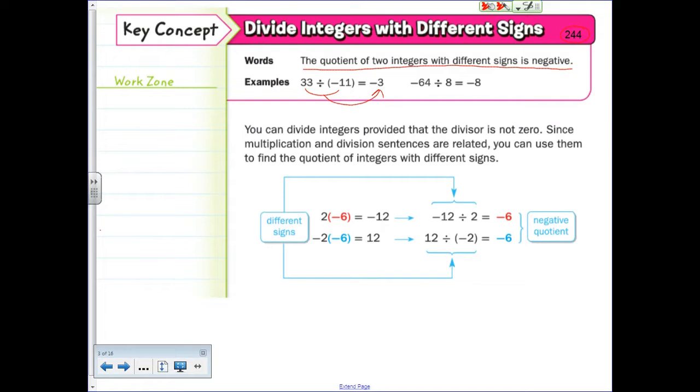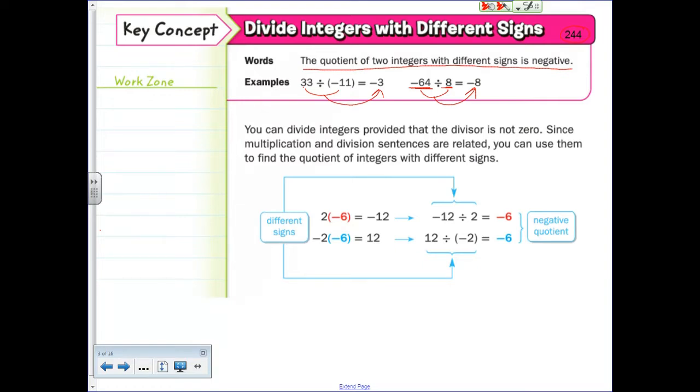If you have two numbers in a division problem that have different signs, the dividend and the divisor, and they don't have the same signs, then you're going to get a negative answer. So whether the dividend, like 33, is positive and the divisor, negative 11, is negative, that's going to give you a negative answer, but the reverse is true as well. If the dividend, negative 64, is negative, but the divisor, positive 8, is positive, you're still going to get a negative answer. So it doesn't matter which one's positive and which one's negative. Different signs mean a negative answer.